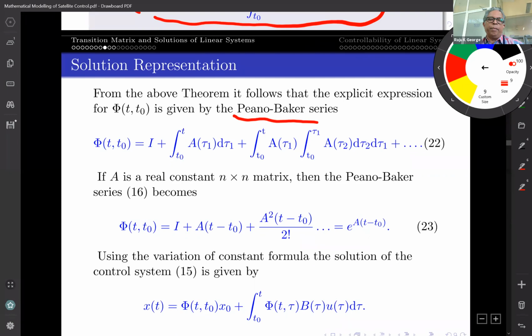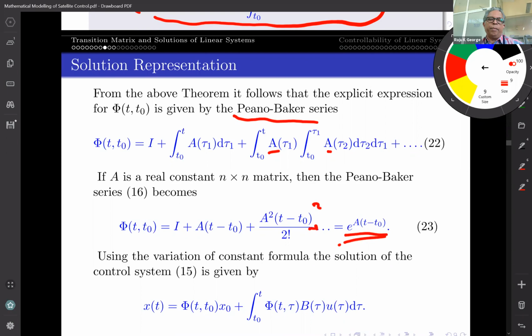And similarly, you have 2 times integration, that is A square, both A and A are constant, A square into this iterated integral, (T minus T0) square by 2 factorial, plus etc. So you get this one. This is nothing but e to the power A(T minus T0).